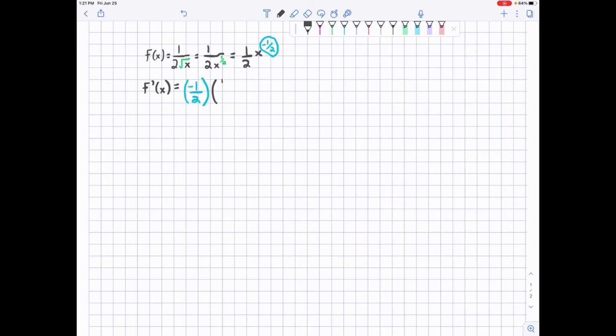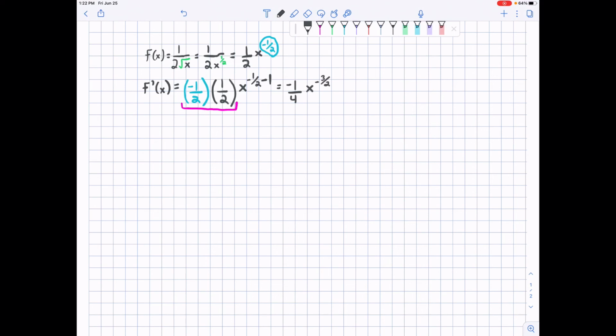So now what we have is the original 1/2, there's the x, and now the next thing you do is subtract 1 from the exponent. So I would go negative 1/2 minus 1. And to fully simplify this, I can multiply these two together. So negative 1/2 times 1/2 would be negative 1 over 4. And then I write my x, and then negative 1/2 minus 1 is negative 3 over 2.